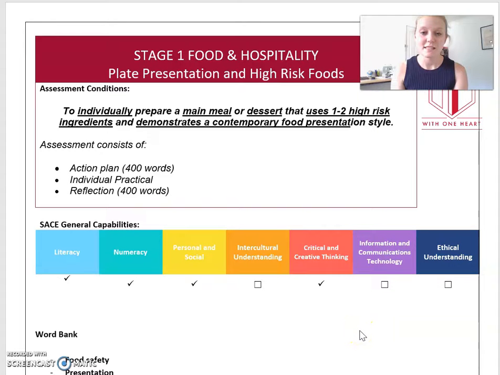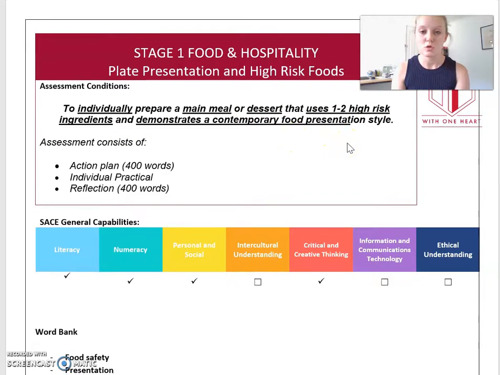Hi everyone, I'm going to take you through our next assignment for food and hospitality, which focuses on plate presentation and high-risk foods. So the assessment is to individually prepare a main meal or dessert that uses 1 to 2 high-risk ingredients and demonstrates a contemporary food presentation style.